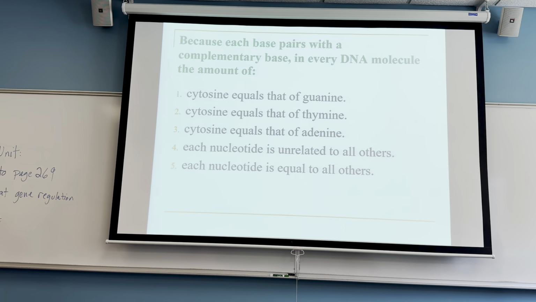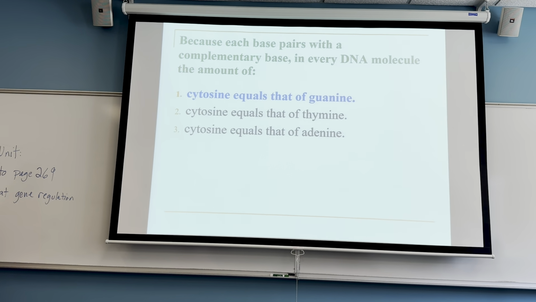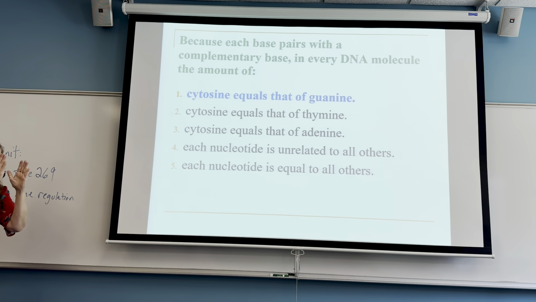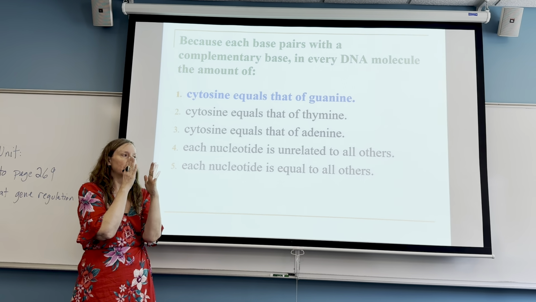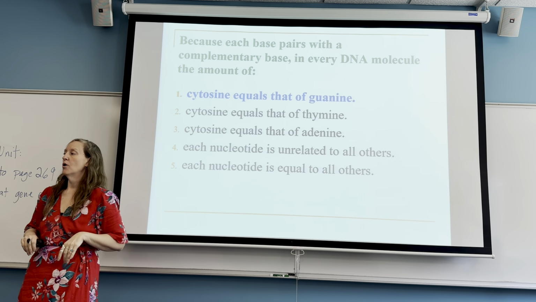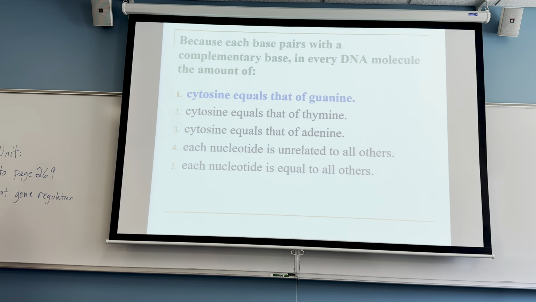Okay, number 1. So cytosine, regardless of how many nucleotides you have, you're always going to have an equal amount of cytosine and guanine. You're always going to have an equal amount of adenine and thymine.